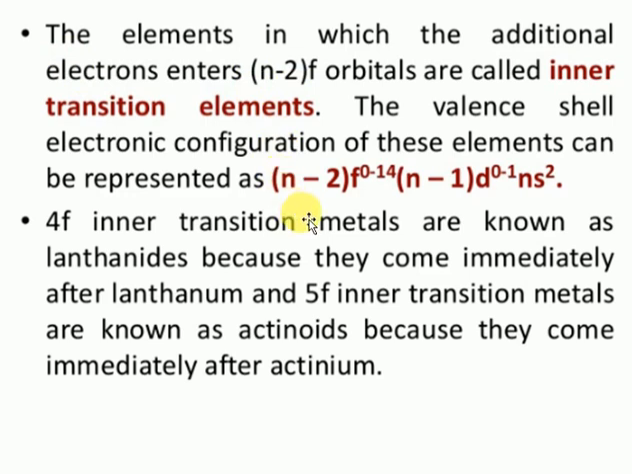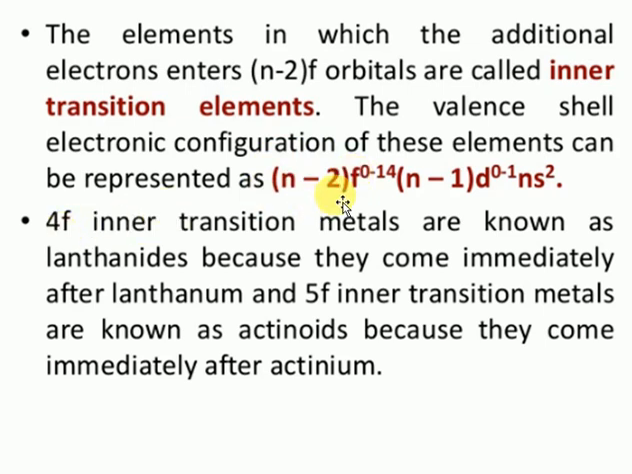You can see the general electronic configuration of F block elements is n-2 F0 to 14, n-1 D0 to 1, NS2 only. It means 14 elements are possible in the F block only. So the last electron goes into the inner shell, not the outermost shell or the penultimate shell. The last electron enters the n-2 orbital. That's called inner transition metals only.